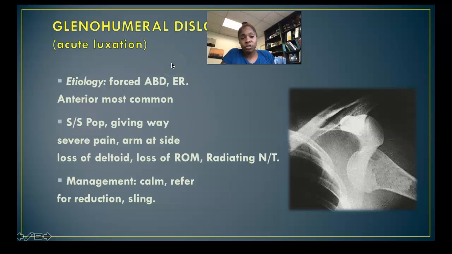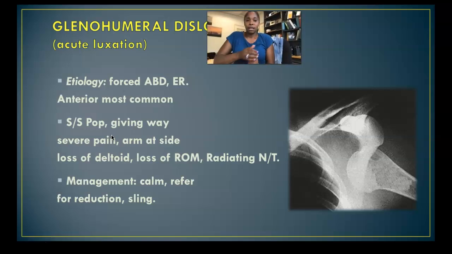And what we know about most dislocations, I believe it's something like 85% of all glenohumeral joint dislocations are an anterior dislocation. And so the signs and symptoms, the number one sign and symptom is going to be that they felt a pop. And then they felt their shoulder giving way. And then they might have severe pain in the glenohumeral joint itself. And most often they're going to present to you in the clinic and their arm is going to be right by their side. They're not going to want to move it.